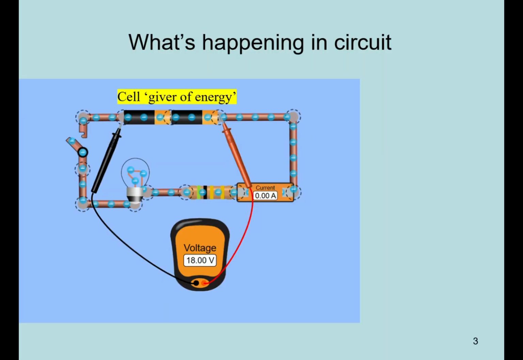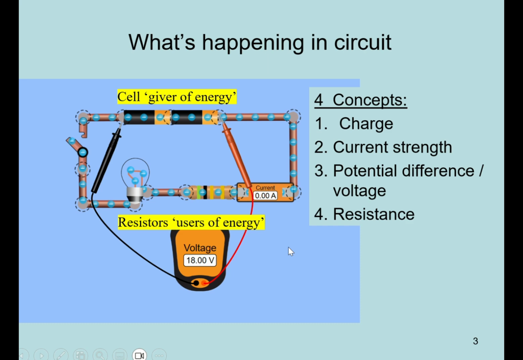So what's happening in a circuit? Well, the cell is the giver of energy, and the resistors are the users of energy. They convert it to some other form of energy. The 4 concepts, that of charge, current, potential difference, and resistance.